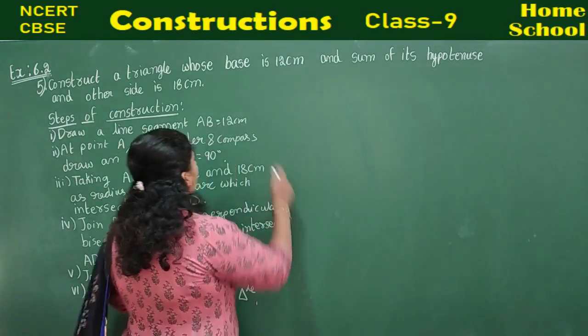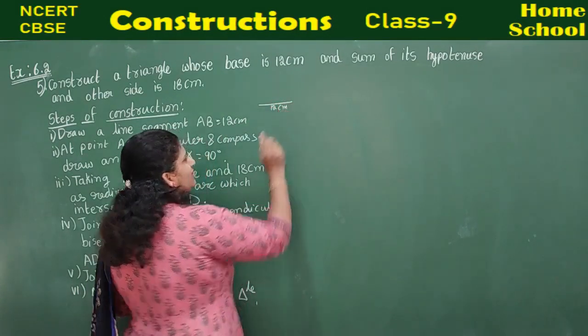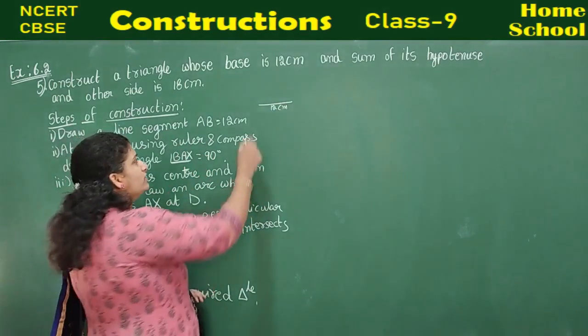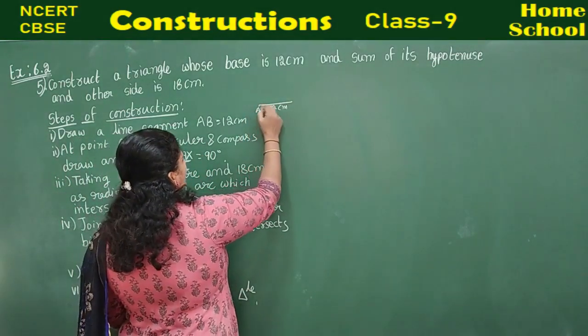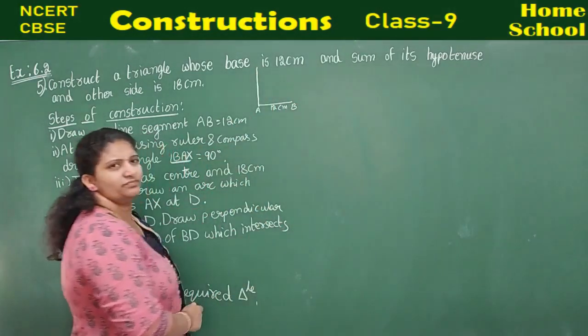Let's do a rough figure. Base 12 centimeters. Right angle triangle means at any one end point you try to create 90 degrees. So let me take this point as A, B and a 90 degree angle.